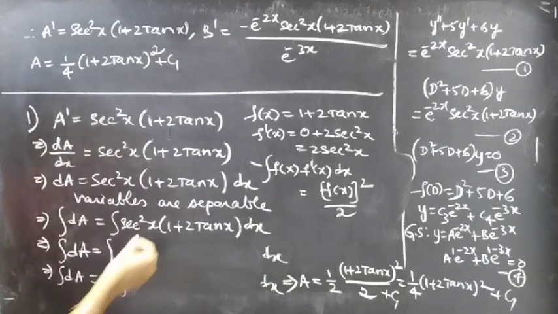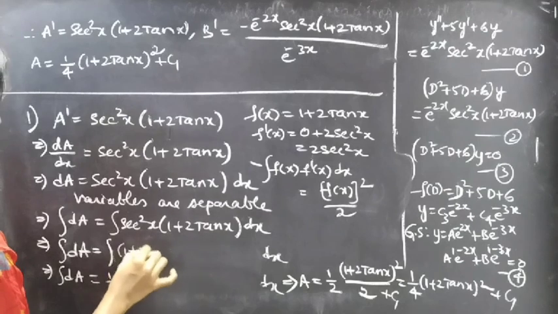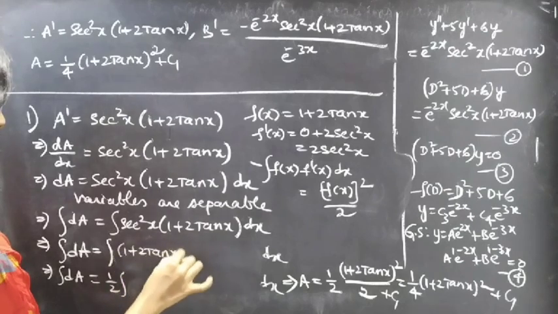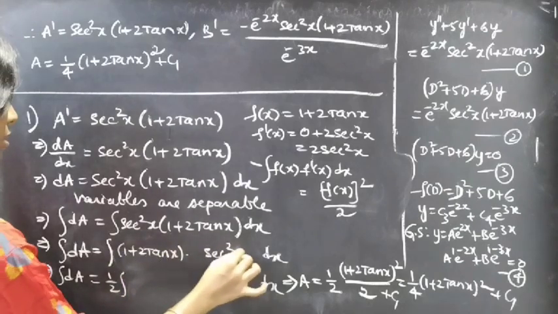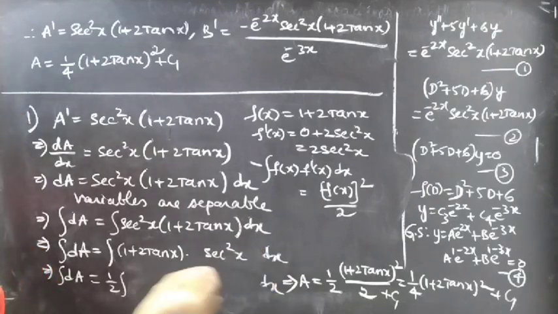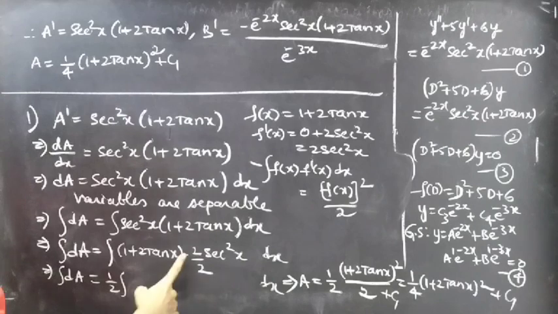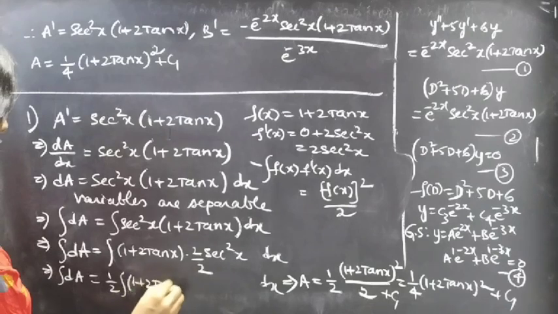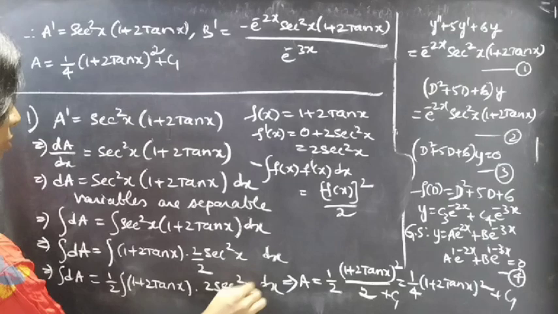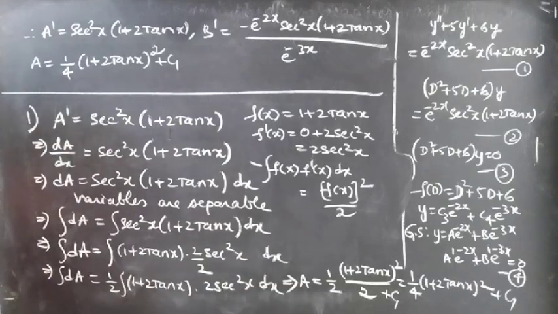Or you can write the integrand as f of x, for our convenience, into secant square x. I need 2 secant square x, so I'm going to multiply and divide by 2 to secant square x. Then I'll take 1 by 2 common, I mean outside the integral. Then I'll get integral f of x into f dash of x dx. Now you can apply the formula easily, right? So we got a now.